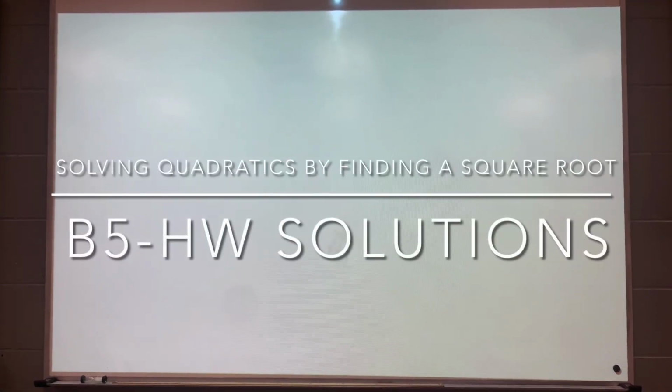All right, we're gonna solve by taking the square root. So this means we're gonna simplify the part inside the radical, and if there's a fraction, we will not leave a square root in the denominator, the bottom.